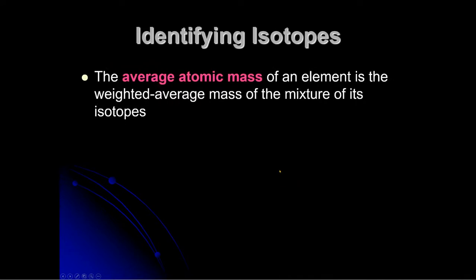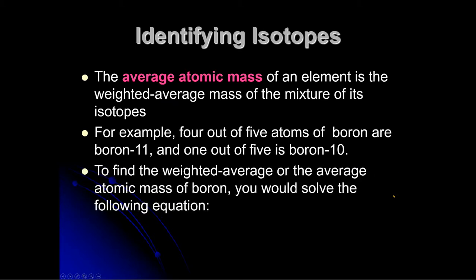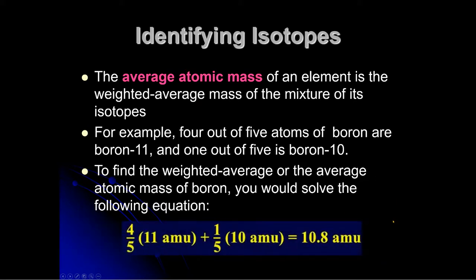The average atomic mass of an element is the weighted average mass of the mixture of its isotopes. For example, 4 out of 5 atoms of boron are boron 11, and 1 out of 5 is boron 10. To find the weighted average, or the average atomic mass of boron, you would solve the following equation. Now listen. I've been using these notes for years. We used to have to know how to calculate this for the old OGT test. You do not need to know how to calculate this any longer. But there's the calculation.